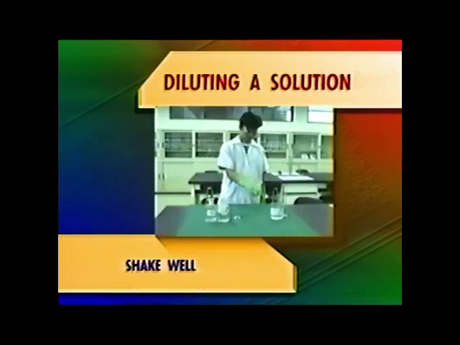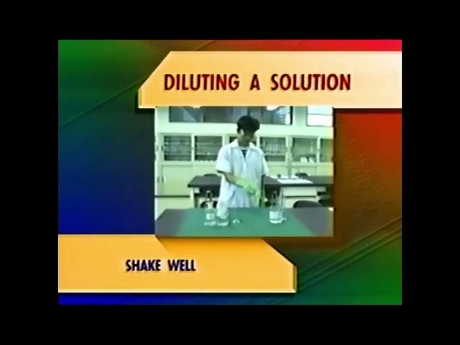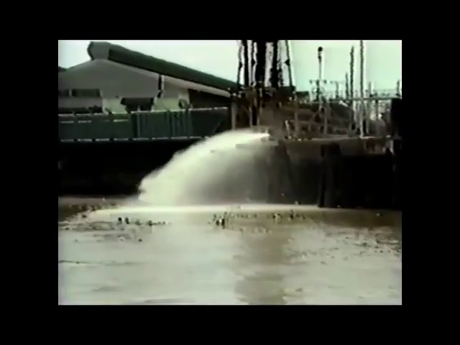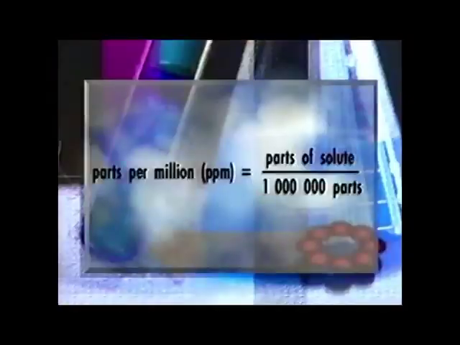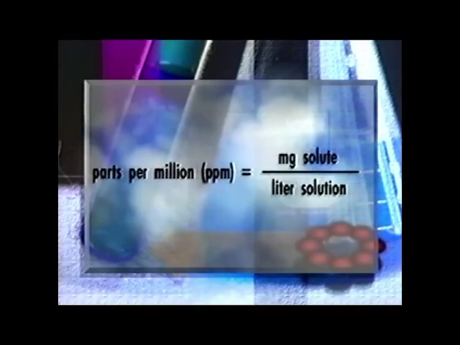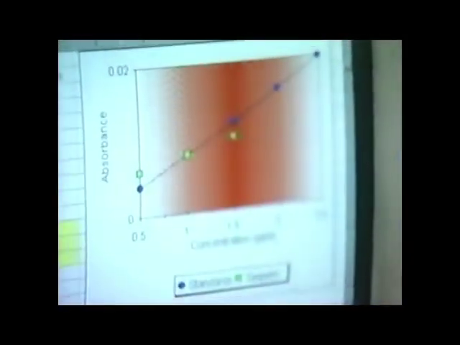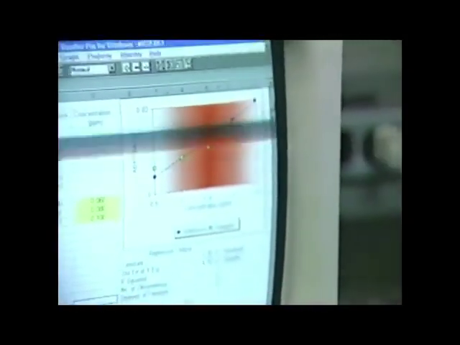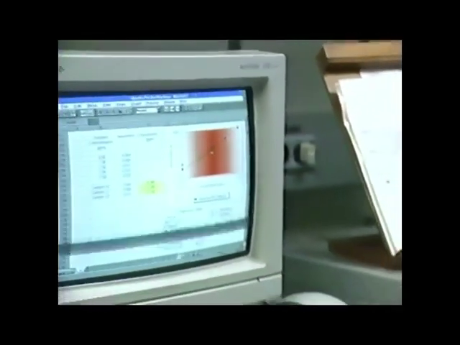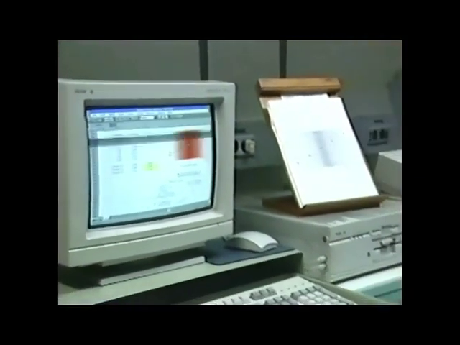Shake well. We frequently measure the concentration of water pollutants in units of parts per million, read as ppm or milligrams per liter. Most of the chemical pollutants are harmful even at levels as low as a few milligrams per liter. We will sum up our discussion after a few reminders.